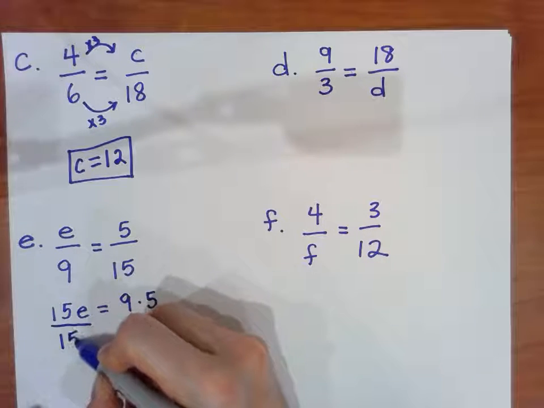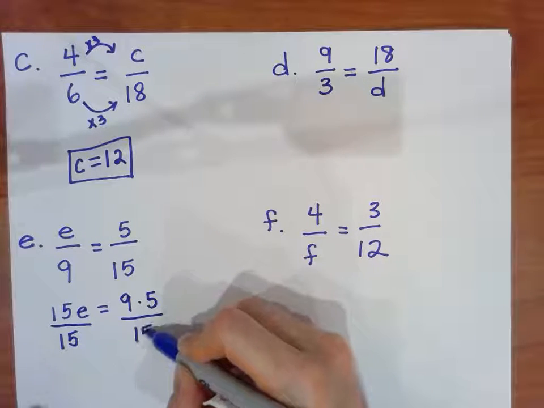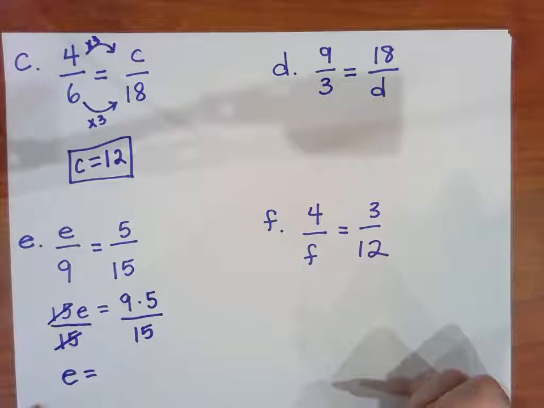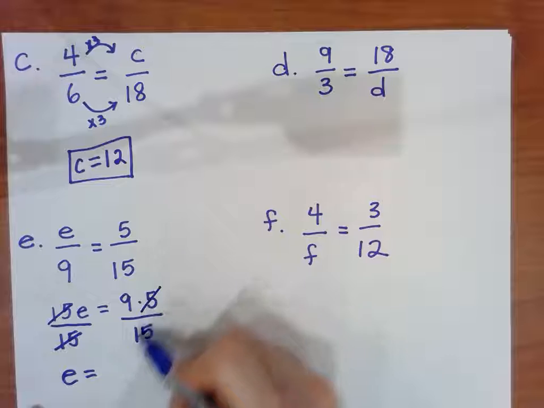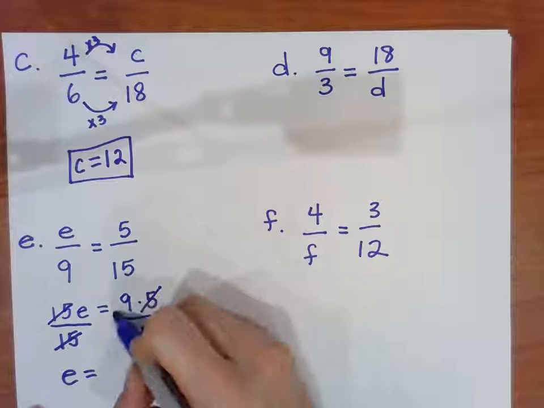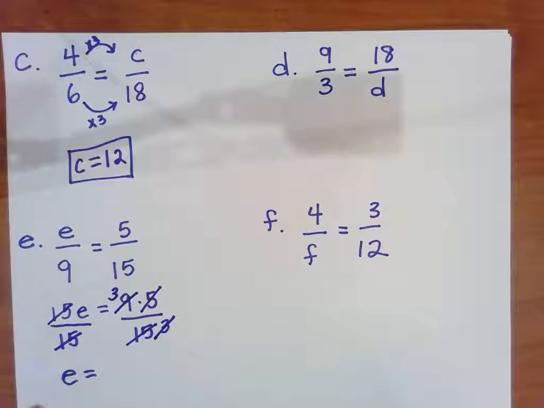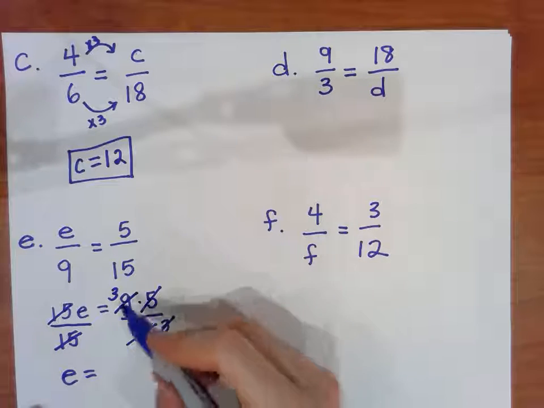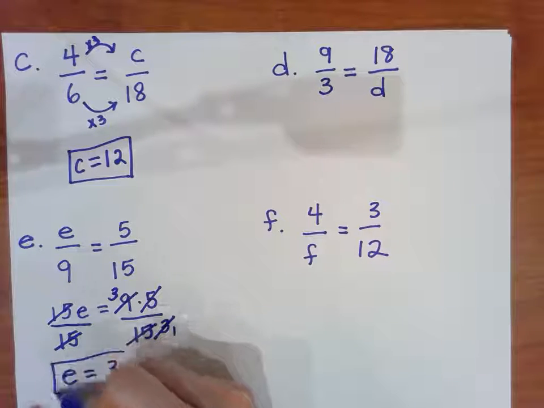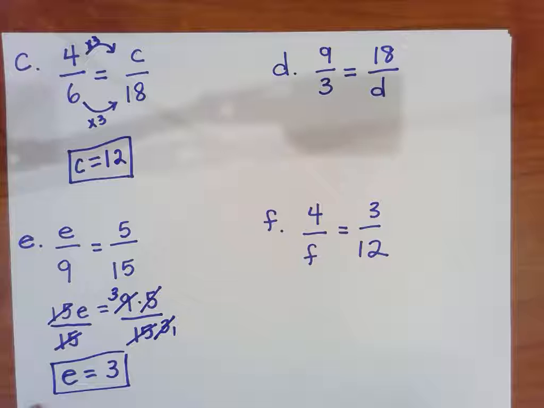To solve for E, we divide both sides by 15. Those cancel out and we'll just have E. And over here, 5 goes into 15 3 times, and 3 goes into 9 3 times. So our final answer is 3 over 1, because that's just left with a 1, or 3. So E is 3.